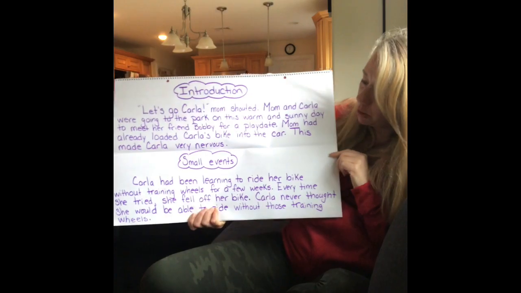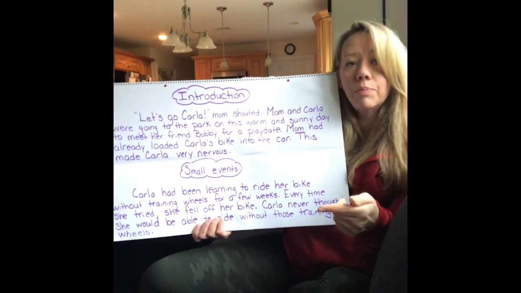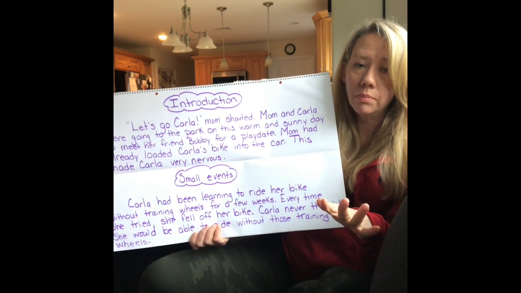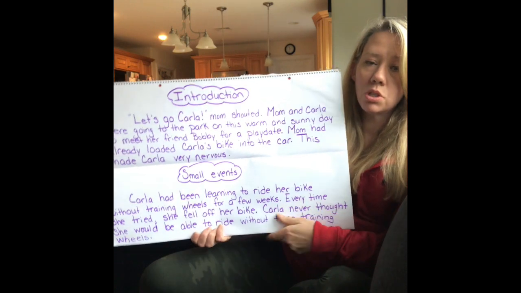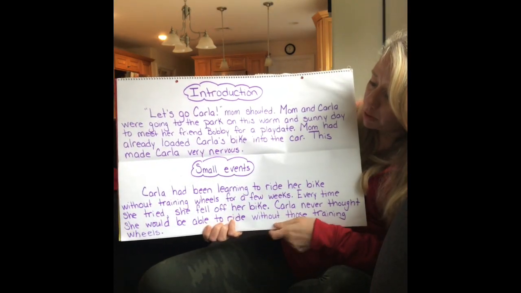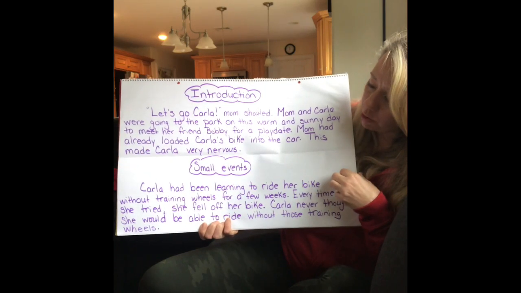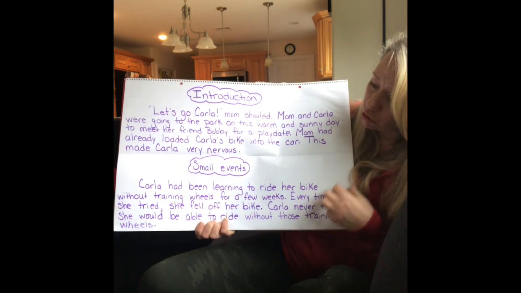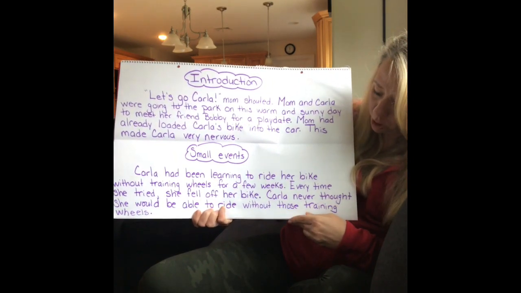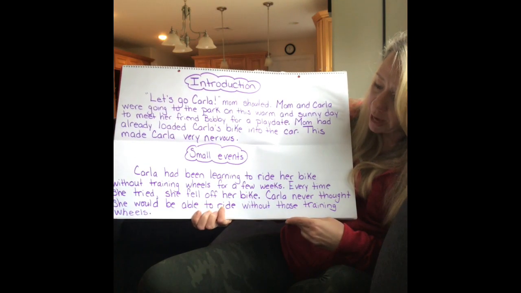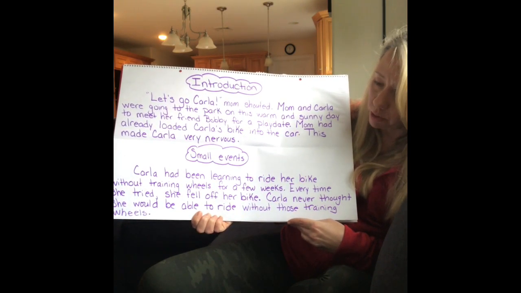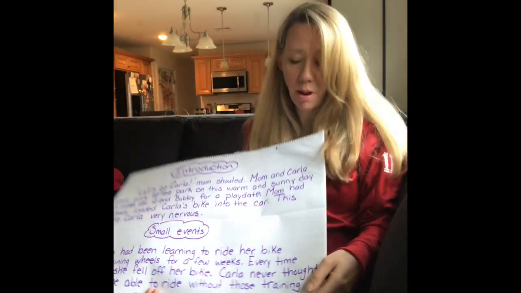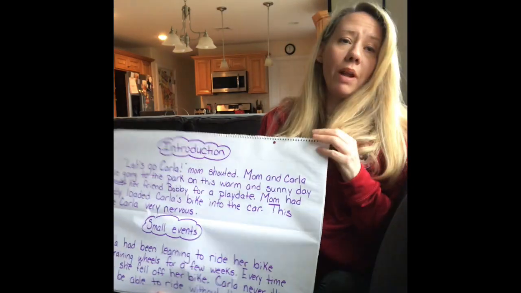So here's the small event that leads up to the problem in the story, and it helps your reader get excited. It's not the big problem. That will come next. But first, a small event in the story. Carla had been learning to ride her bike without training wheels for a few weeks. Every time she tried, she fell off her bike. Carla never thought she would be able to ride without those training wheels. So that's my small event, my small problem leading up to the big problem in the story. And that's what I've got so far.